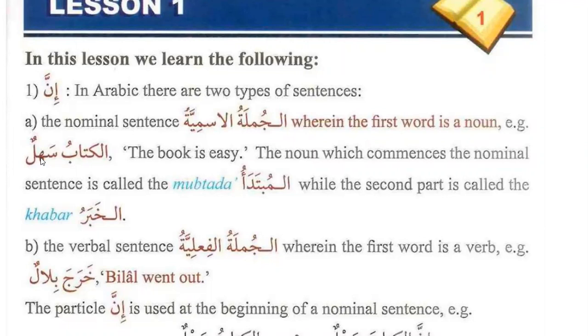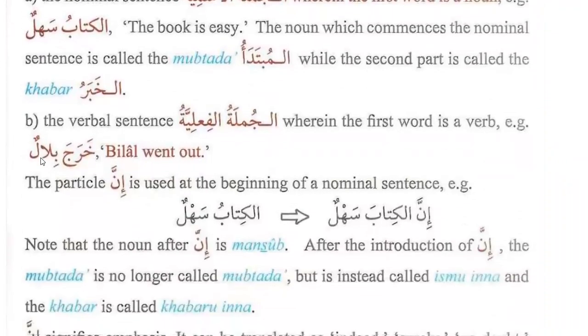The noun which commences the nominal sentence is called the mubtada, al-mubtada'u, while the second part is called the khabar, al-khabar. B, the verbal sentence or al-jumlatul fi'liyah, wherein the first word is a verb. Example, Kharaja Bilalun. Bilal went out.